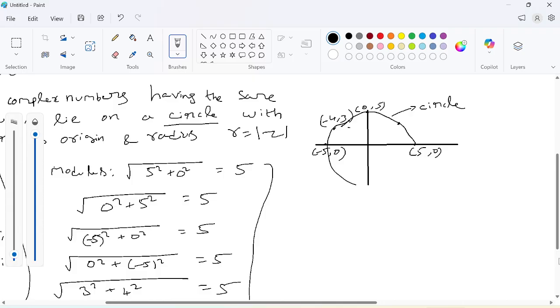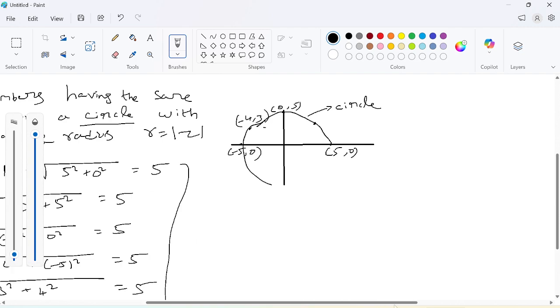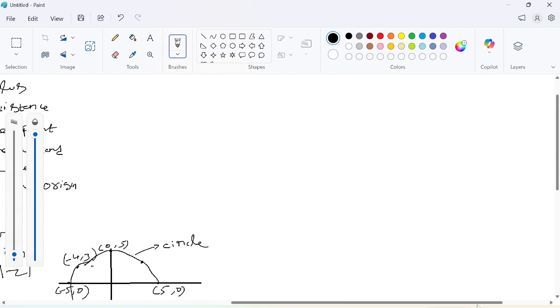Now next we'll see what the argument of a complex number is.